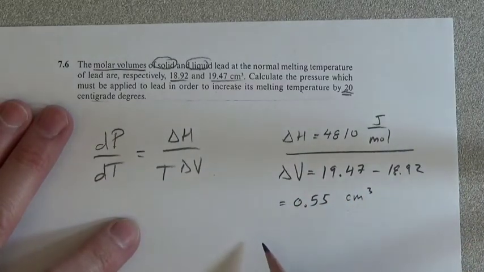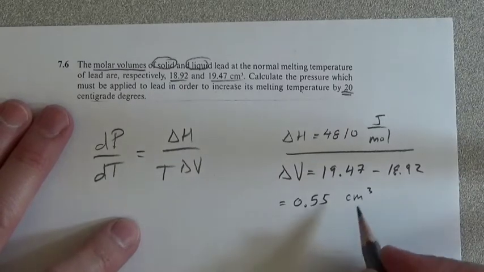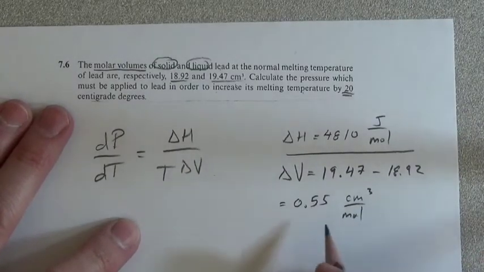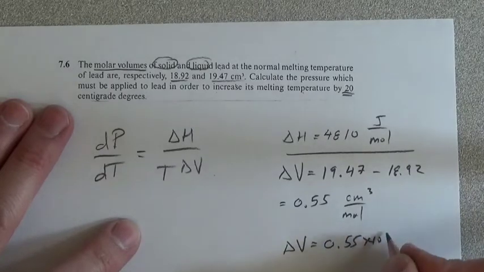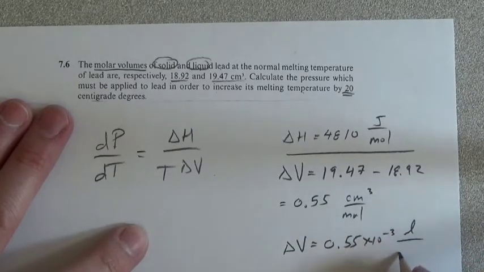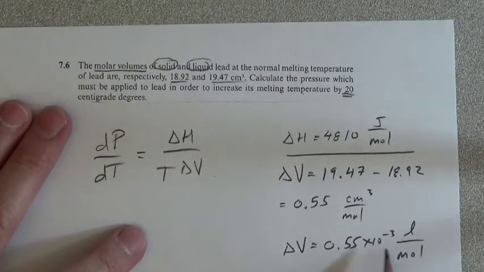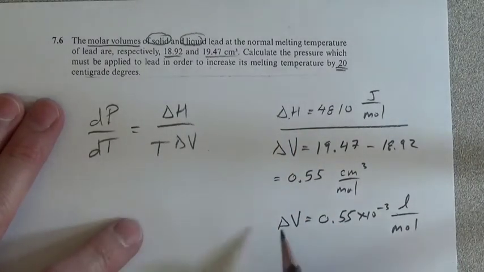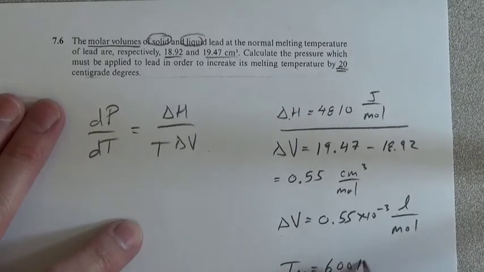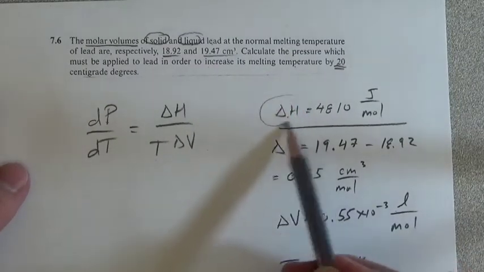And we're going to be doing everything in liters. So this is cubic centimeter per mole. So that's going to be delta V is equal to 0.55 times 10 to the minus 3 liter per mole, since there's 1,000 cubic centimeters per liter. So we got delta V, we got delta H, and the melting temperature of lead is 600 K.